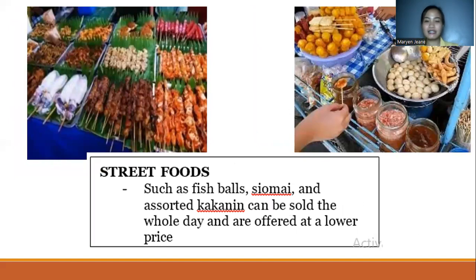Okay, next is street foods. Yum, your favorite. Street foods such as fish balls, siomai, and assorted kakanin can be sold the whole day and are offered at a lower price. Now, where can street foods be seen? Of course in the streets, but here in our place in Pagadian City, street foods are sold in Rotonda. And we also have some street foods in our community, in our barangay, no?